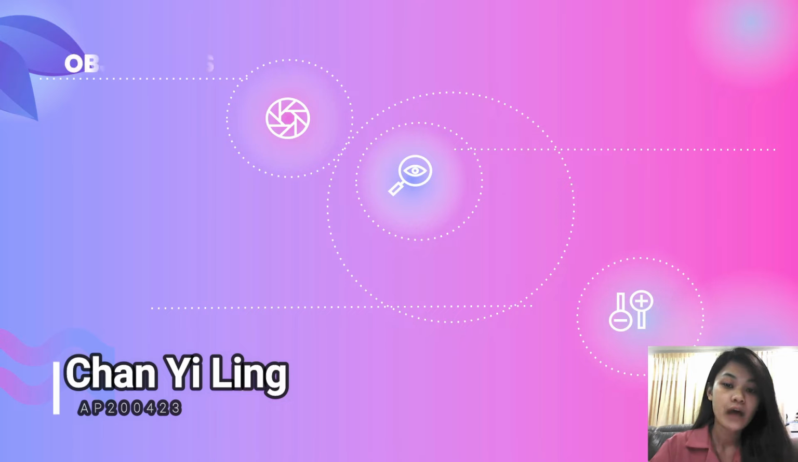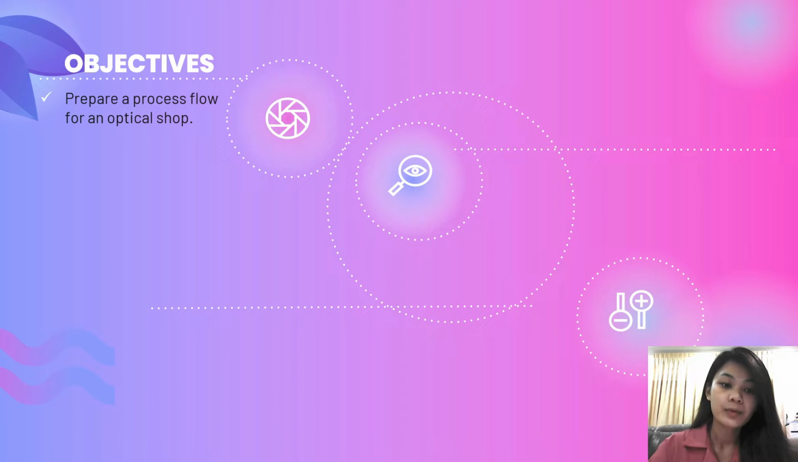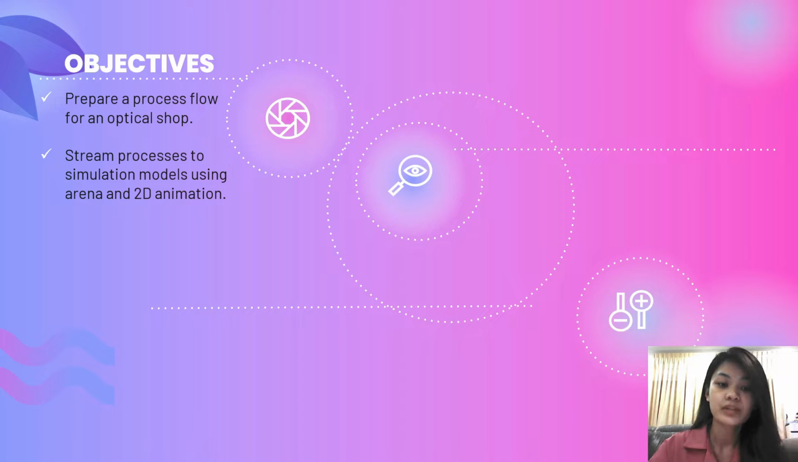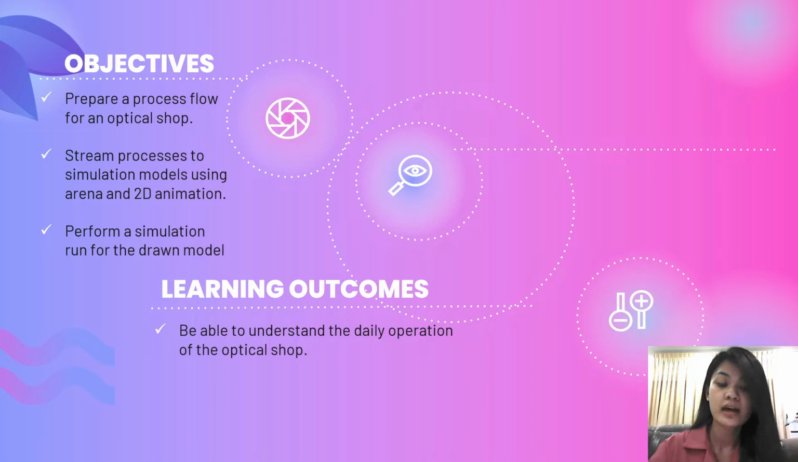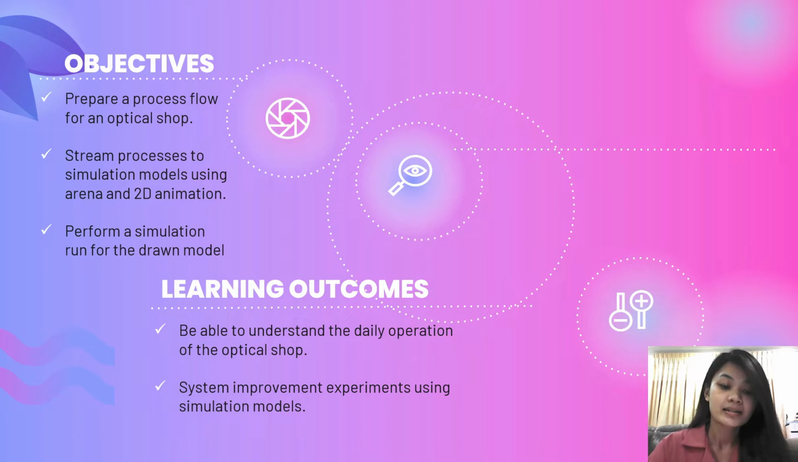The objective of our research is to prepare a process flow for an optical shop, simulate the processes into simulation models using Arena and 2D animation, and perform a simulation run for the drawn models. The learning outcomes are to be able to understand the daily operation of the optical shop, run system improvement experiments using simulation models, and generate and interpret a simulation report.